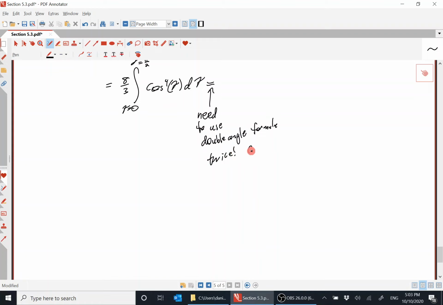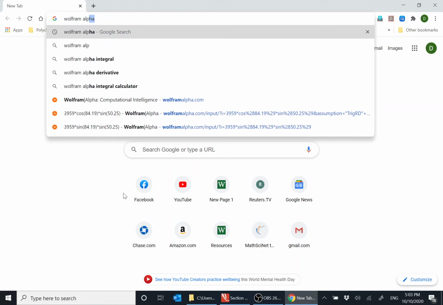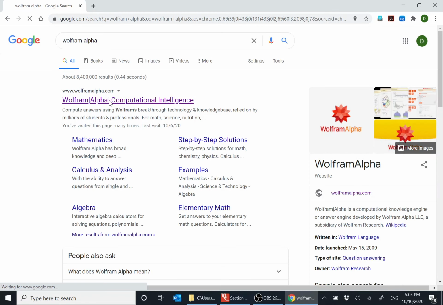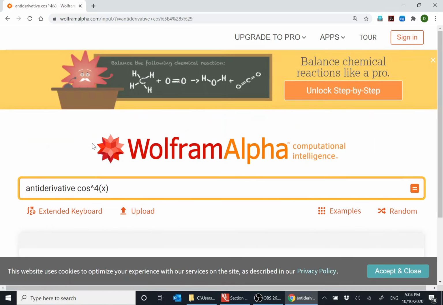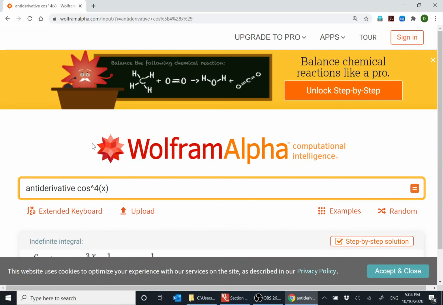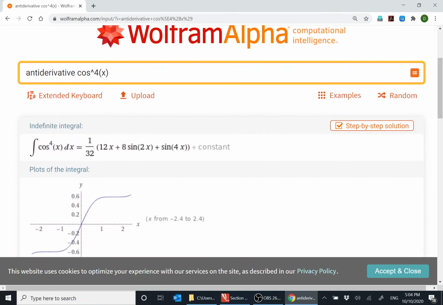The double angle formula was that cosine squared x is 1/2 times 1 plus cosine 2x. So that gets rid of the cosine squared for you, but then you got to square it again because it's cosine to the fourth, and then you get down to cosine 4x. But let's just take a shortcut here. So, the antiderivative of cosine to the fourth x.